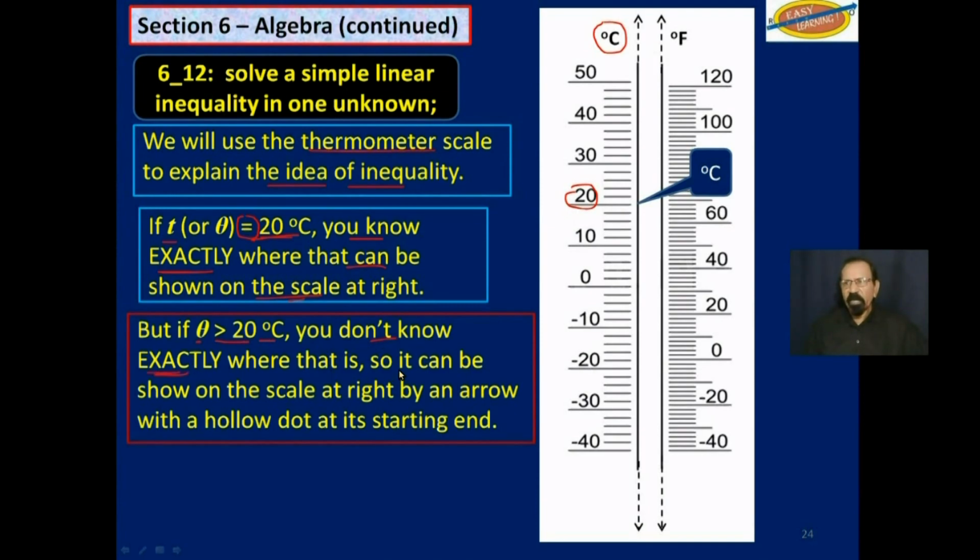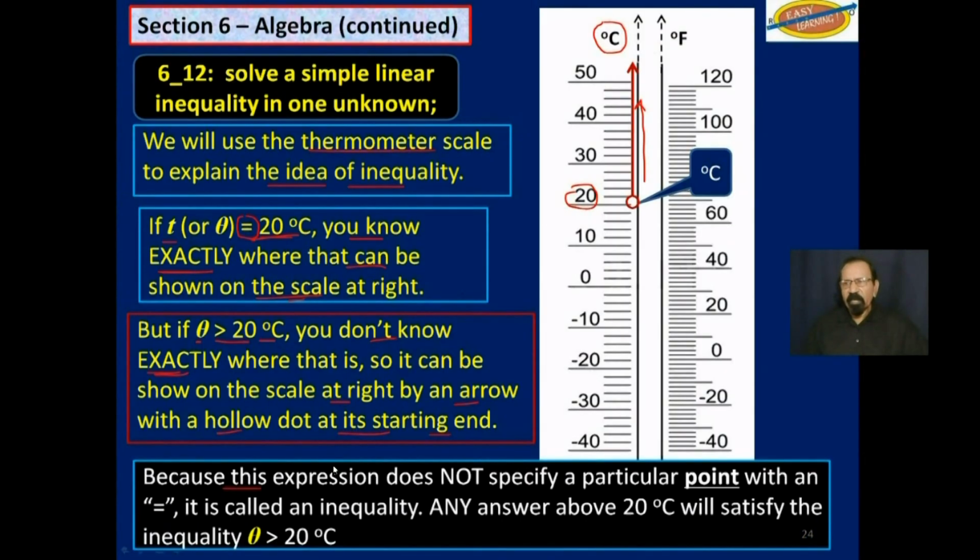is. So it can be shown on the scale at the right by an arrow with a hollow dot at its starting end. So we start at 20. We are not including 20. We said it is greater than 20. So it is any temperature up here greater than 20.